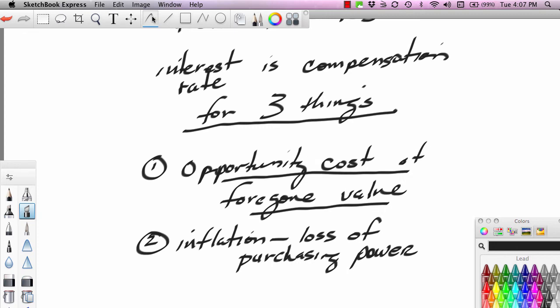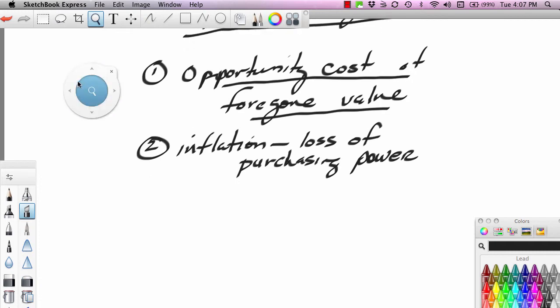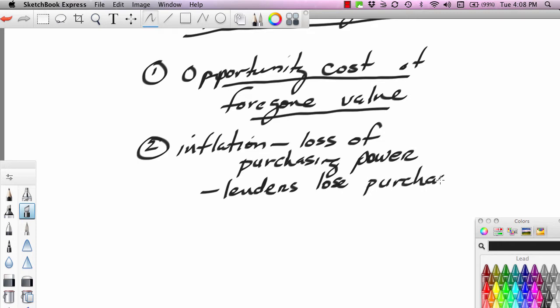And if you're going to lend somebody money, you're going to be repaid in dollars that are less valuable. So when you lend, lenders lose purchasing power, and they have to be compensated for that. And that's going to be built into the interest rate.